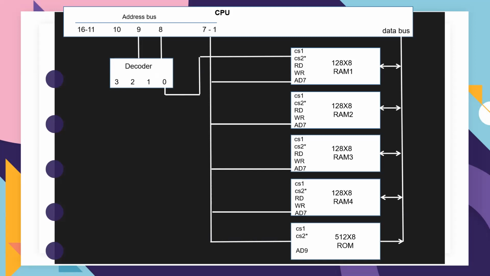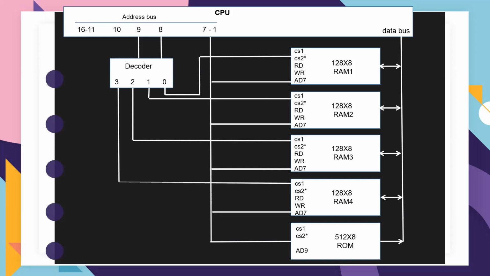Thus, when the address lines 8 and 9 are equal to 0, 0, then the first RAM is selected for the operation, and if it is 0, 1, then the second RAM is selected. When it is 1, 0, the third RAM is selected, and when it is 1, 1, the fourth RAM is selected.